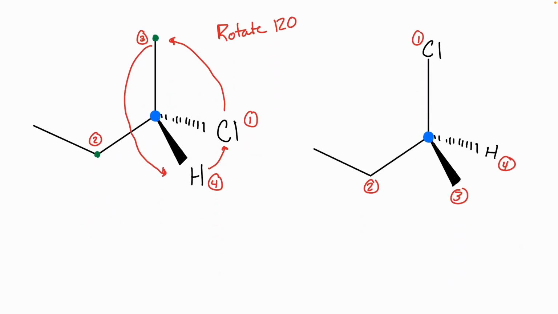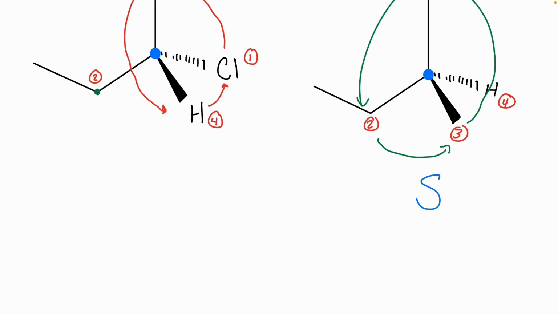1 to 2, 2 to 3, 3 back to 1. This is in the counterclockwise direction. So which isomer do we have here? S. Right?